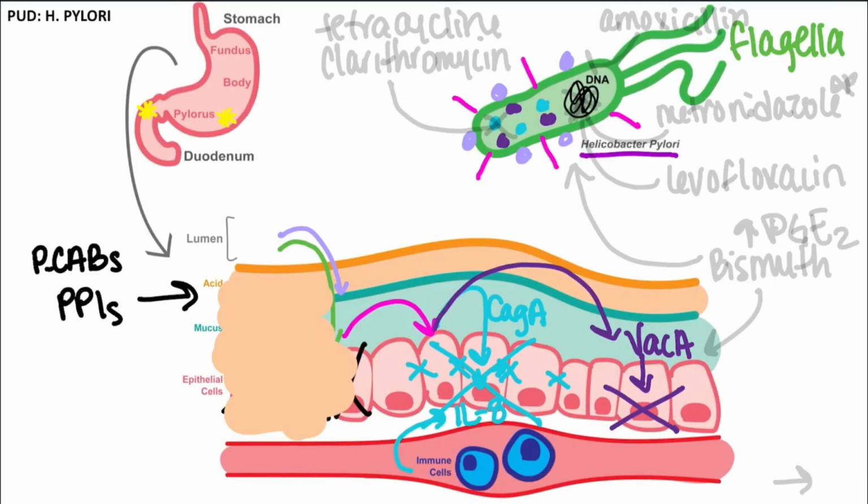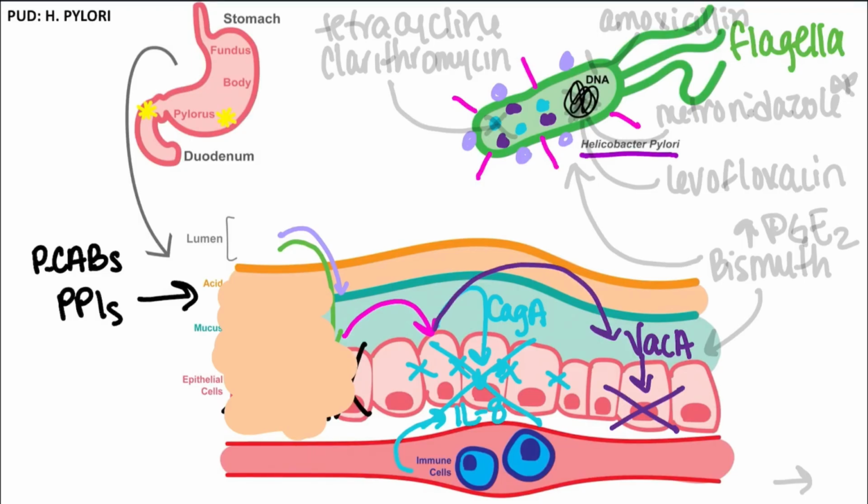And then just as before, all the schematics moving forward are just going to list PPIs, but again, those PCABs can be subbed in their place. And then we do need to remove that offending agent again, or in this case, we need to eradicate the H. pylori infection.